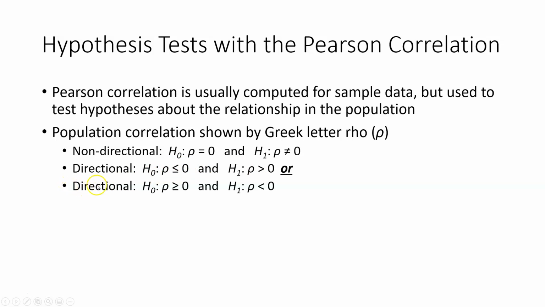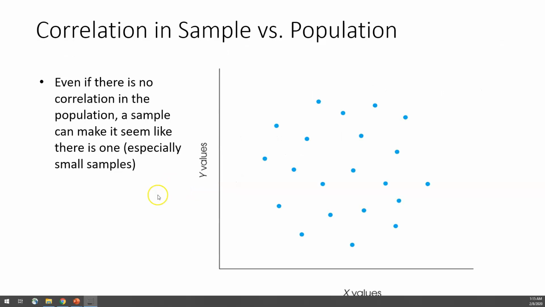If we were hypothesizing a negative correlation, then we would say that the alternative hypothesis is the correlation in the population is less than zero. It's something negative, something less than zero. And in that case, we would write the null hypothesis as the correlation is something greater than or equal to zero.